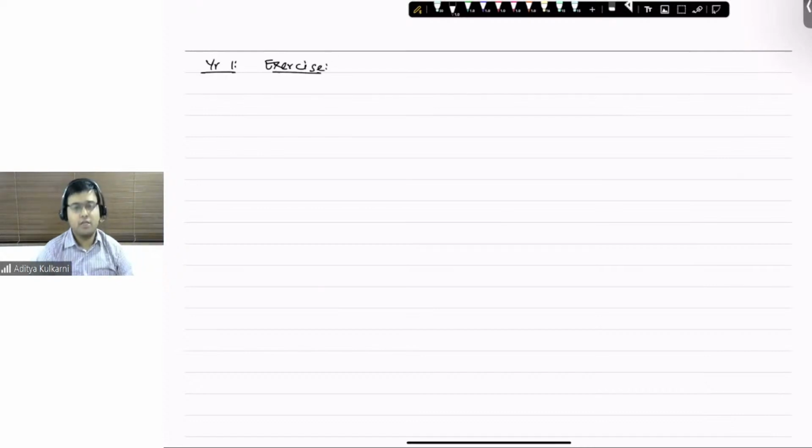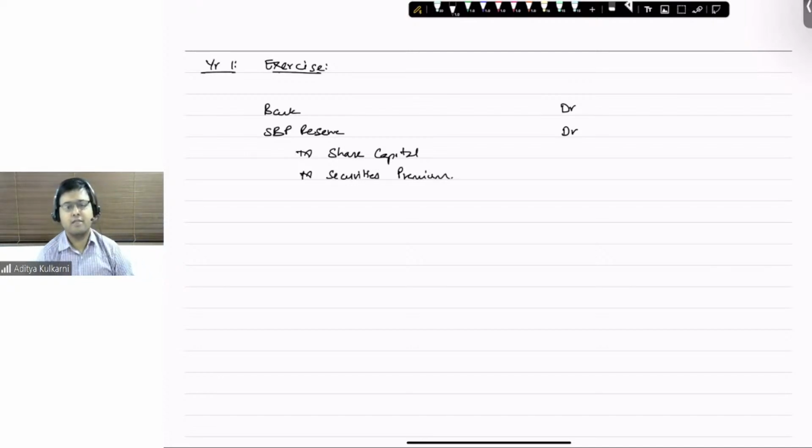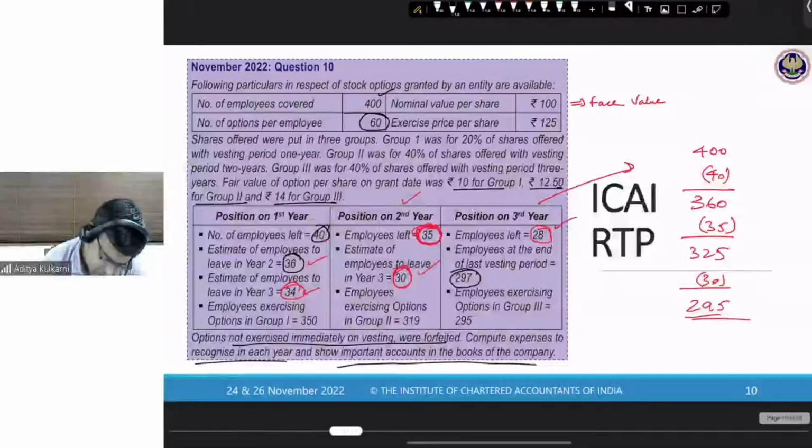So now, when the options get exercised, what is the entry we pass? Well, the entry will be bank account debit, SBP reserve debit, to share capital, to securities premium. Okay, so this is what we pass. Now you will help me with the figures.